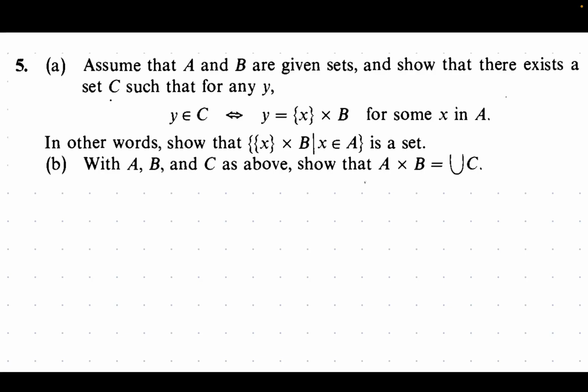Chapter 3, Exercise 5, Part A. Assume that A and B are given sets and show that there exists a set C such that for any y, y is in C if and only if y is equal to the cross product of the set containing x and B for some x in A. In other words, show that the set containing every set of the form {x} cross B such that x is in A is a set.